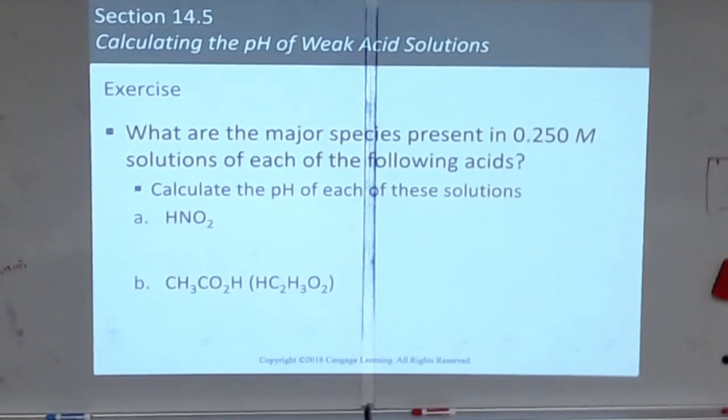Okay. What are the major species present in 0.25 molar solutions of each of these following acids? So, first of all, what do we know about that one? Strong or weak? Weak. Why? Because it's not strong. It's also weak. Yeah.